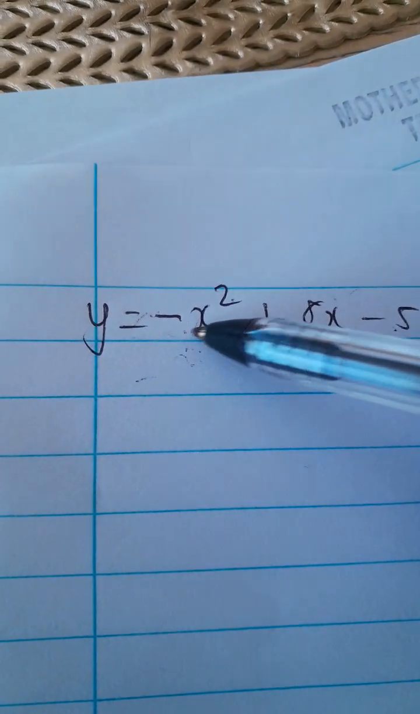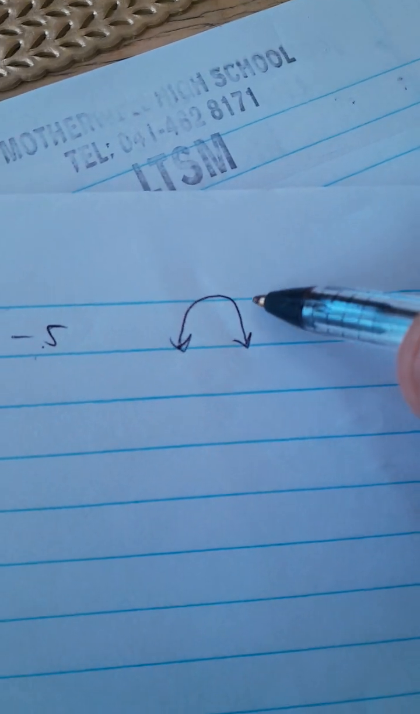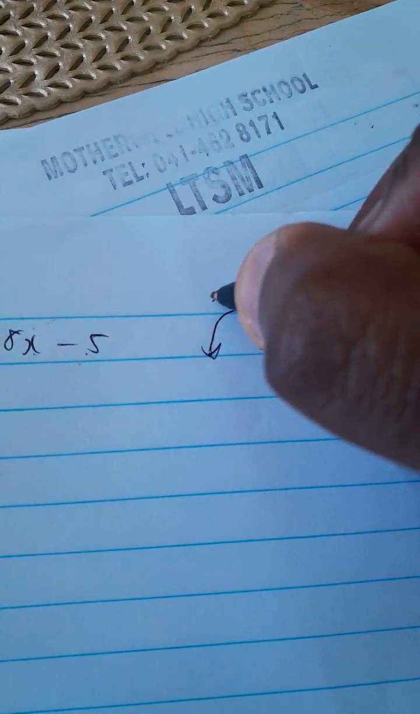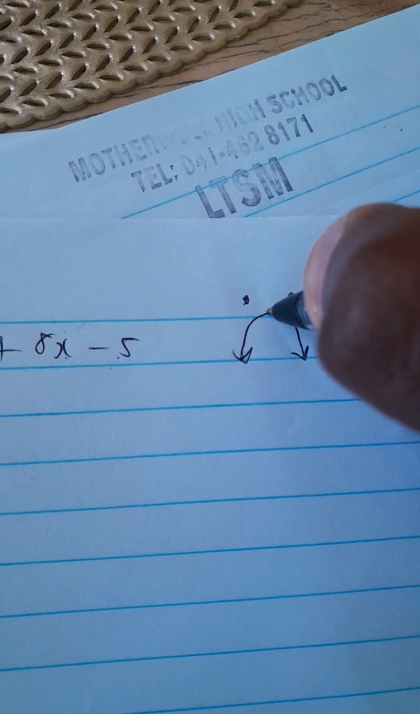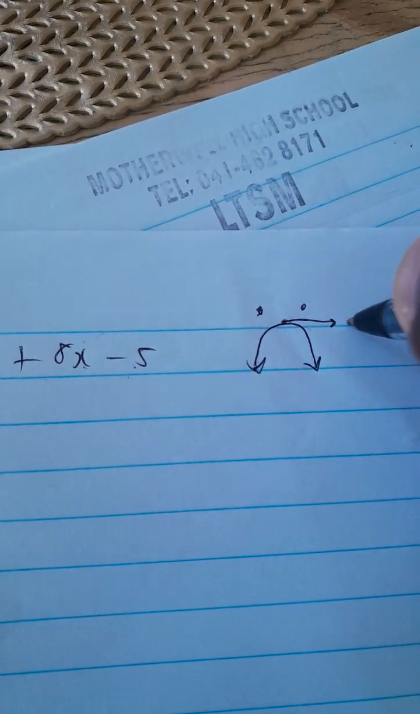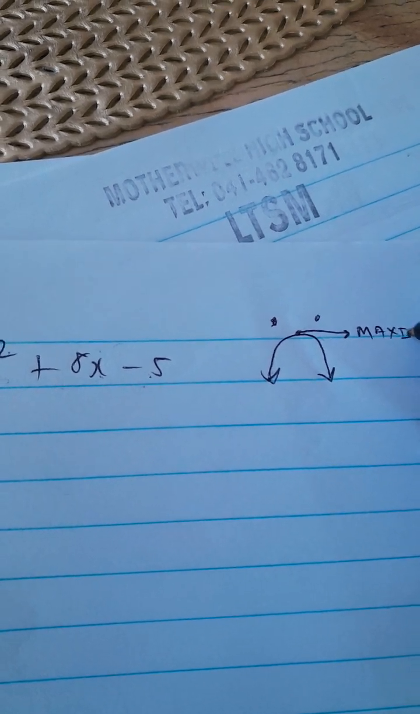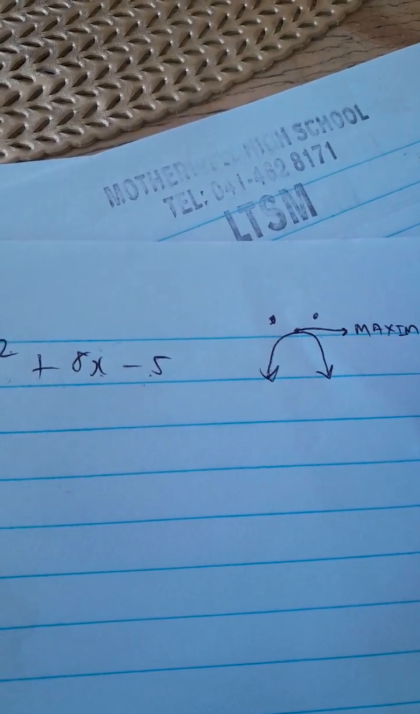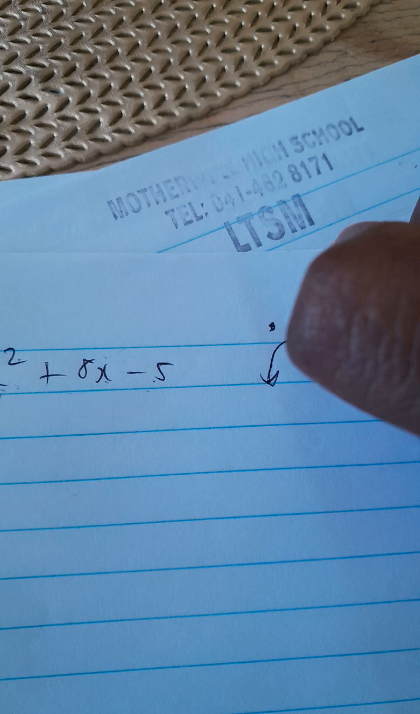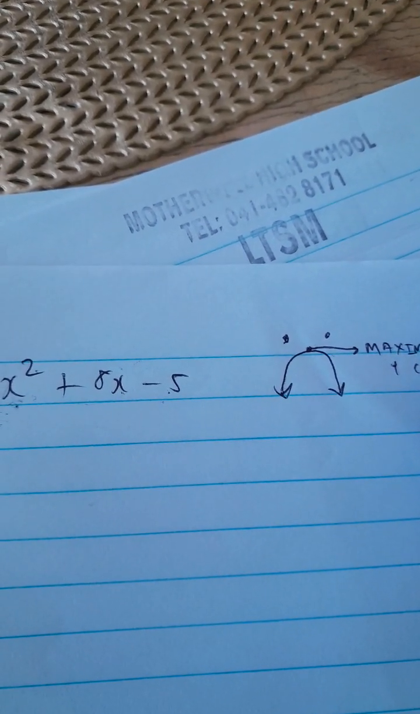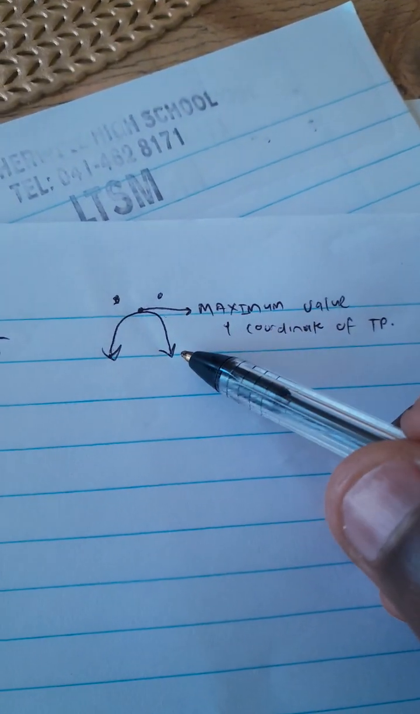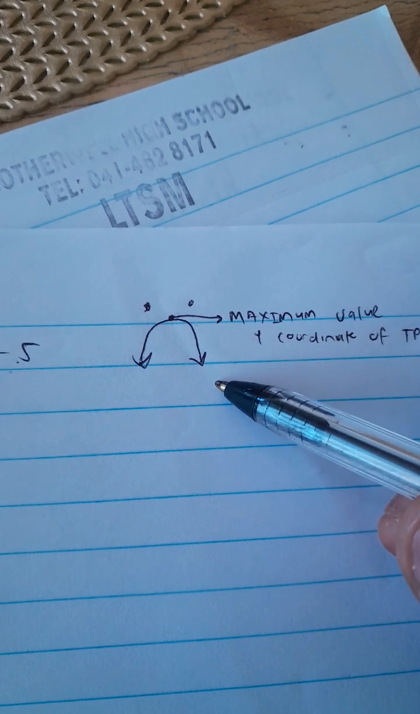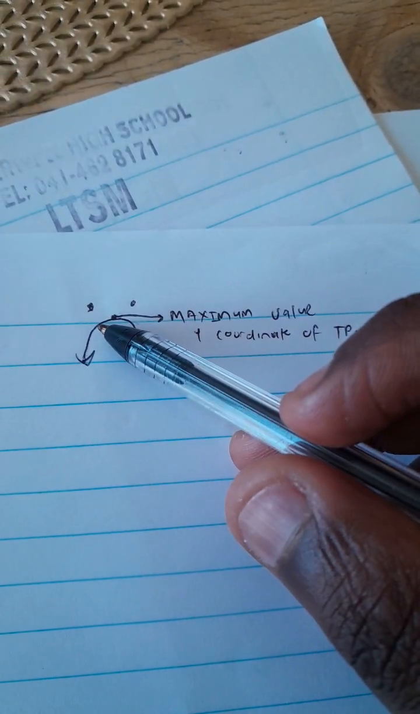Remember, when the coefficient of x squared is negative, it means we have a sad face, right? Remember, sad face. It means that at the top we have what we call the maximum value. The maximum value is the y coordinate of the turning point. So that's very important to note. We have the maximum value when the parabola is concave down. The sad face gives us a maximum value, all right?